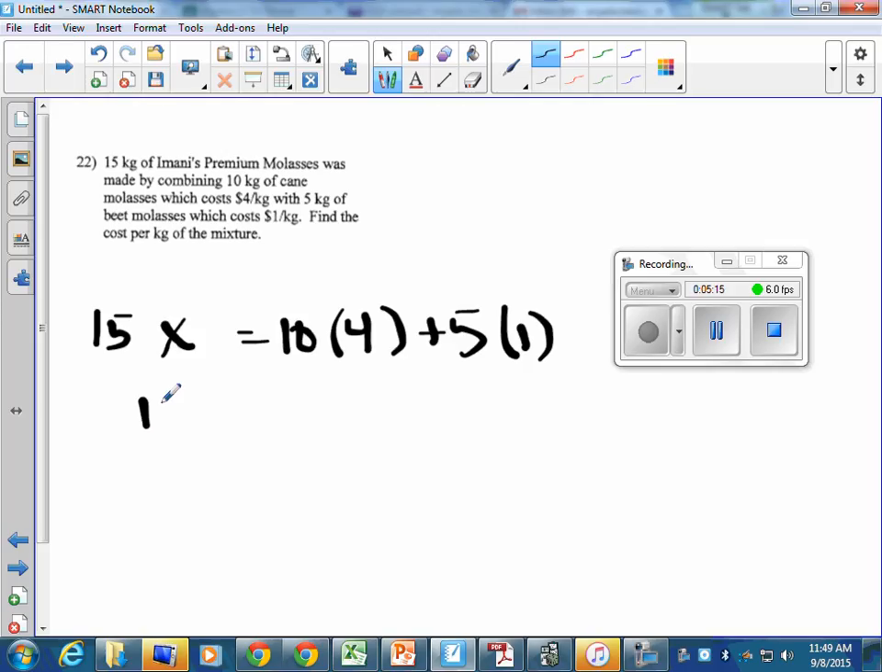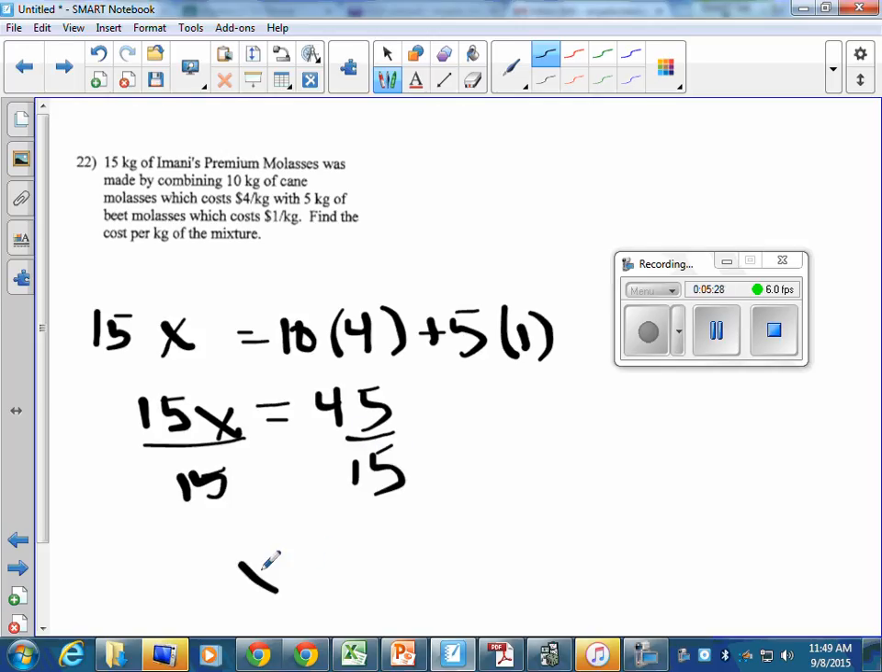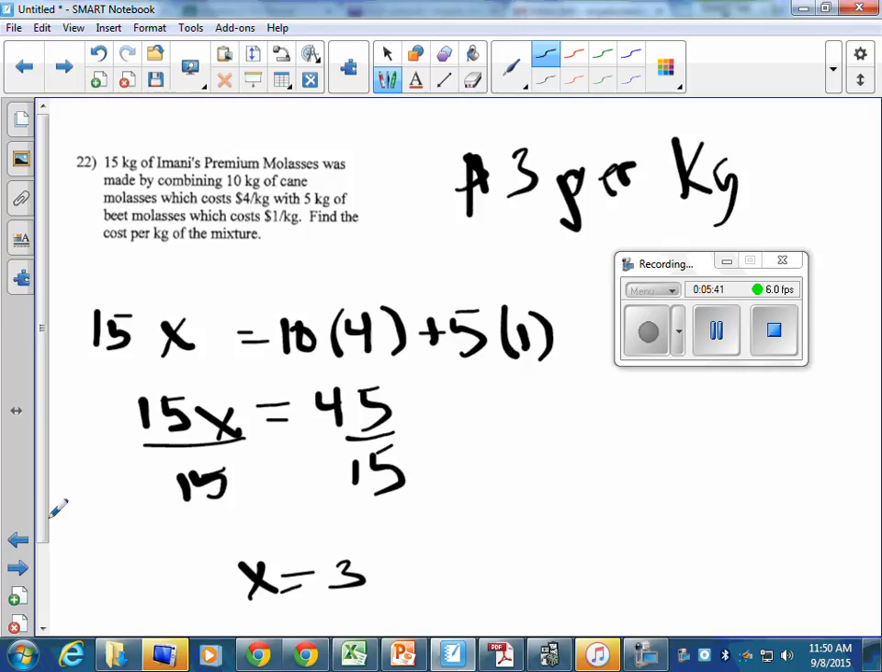So I get 15x equals, this would be 40 plus 5, which is 45. Divide by 15, and I get x is 3. So that mixture would be $3 per kilogram. All right, number 23.